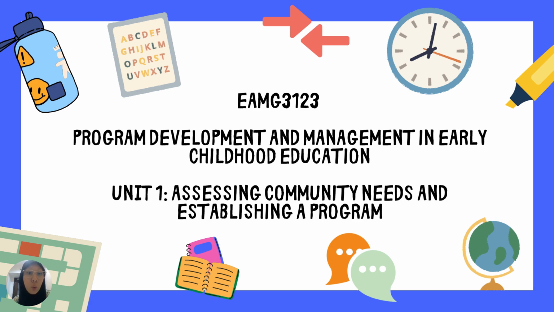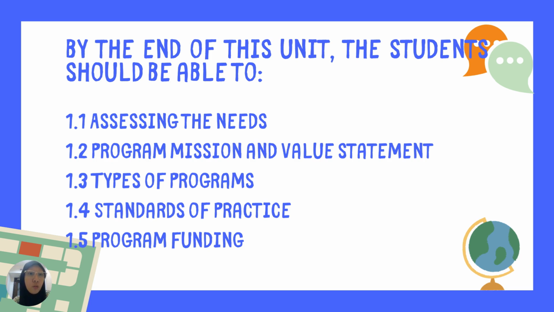So for this week we will be looking at Unit 1, which is assessing community needs and establishing program. So before I go further, let's look at the learning outcome for this unit. There are 5 learning outcomes that you are expected to be able to do by the end of this unit. The first one, you are expected to be able to assess the needs of the community. Secondly, for you to be able to list out the program mission and value statement.